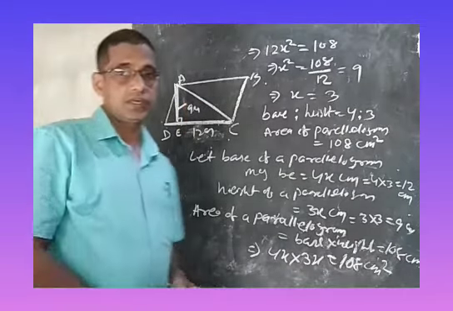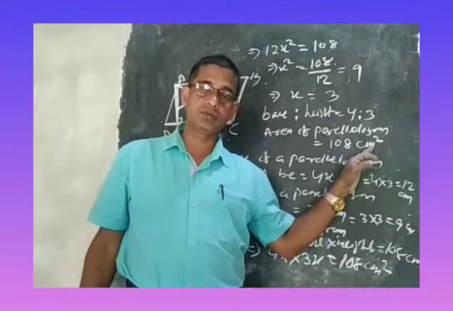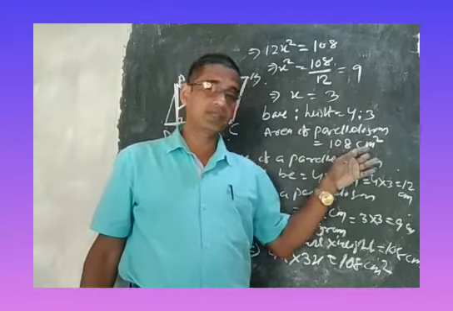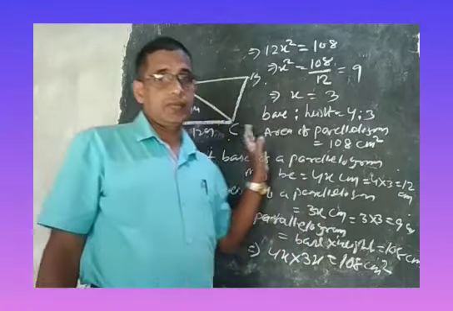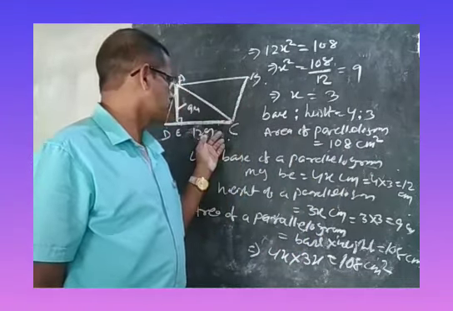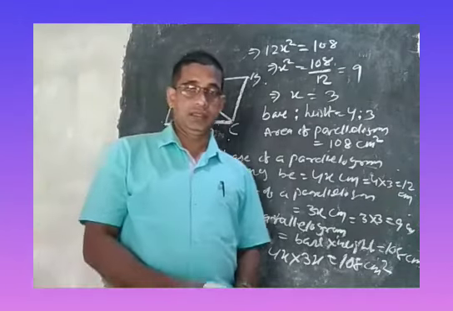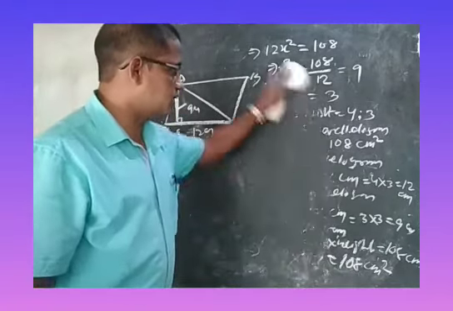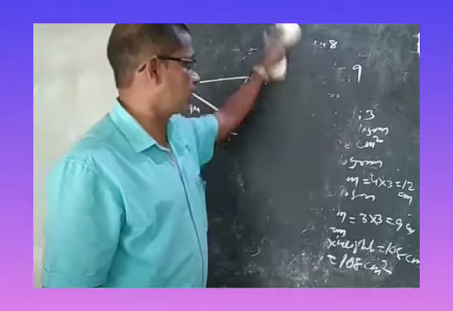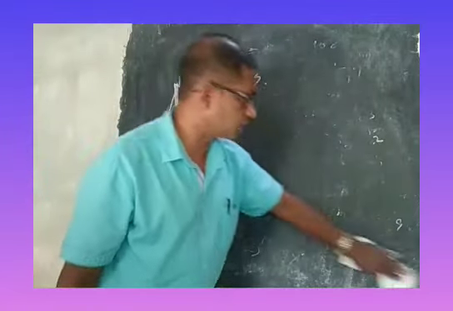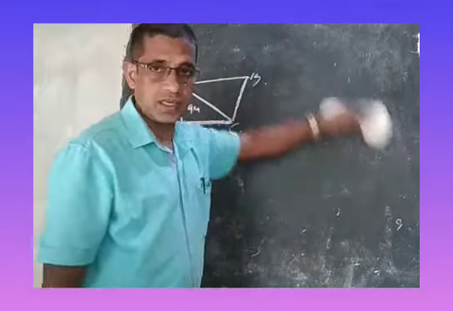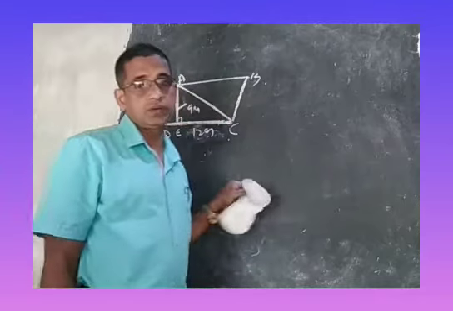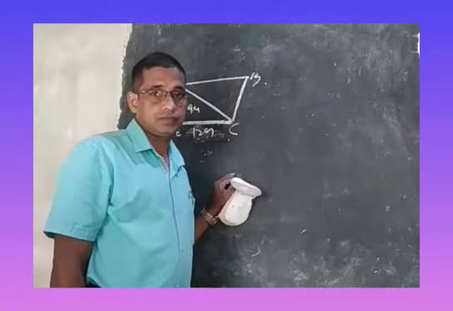If the question is given, the ratio of base and height is 4:3 and the area of a parallelogram is 108 square centimeters, then find out the base and height. Here the base is 12 centimeter and height is 9 centimeter. If any question asks like height is 3/4 of the base in a parallelogram and area of the parallelogram is 300 square meter, then find out height and base of the parallelogram.